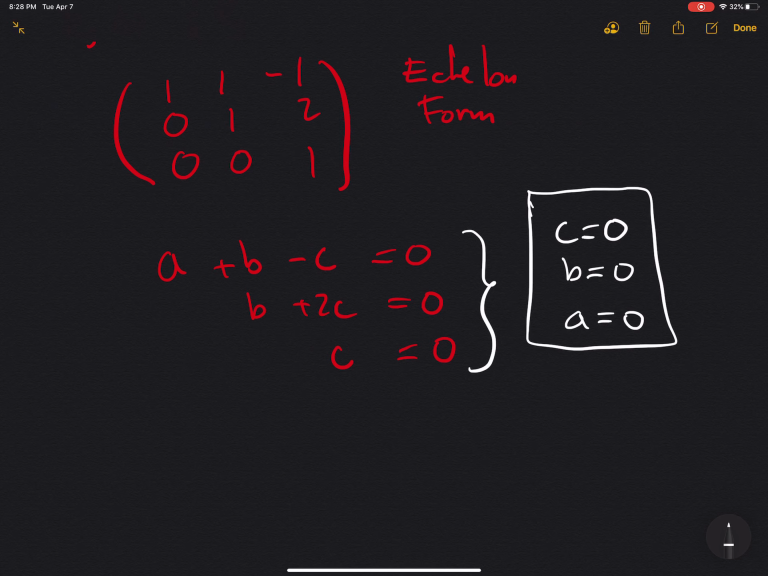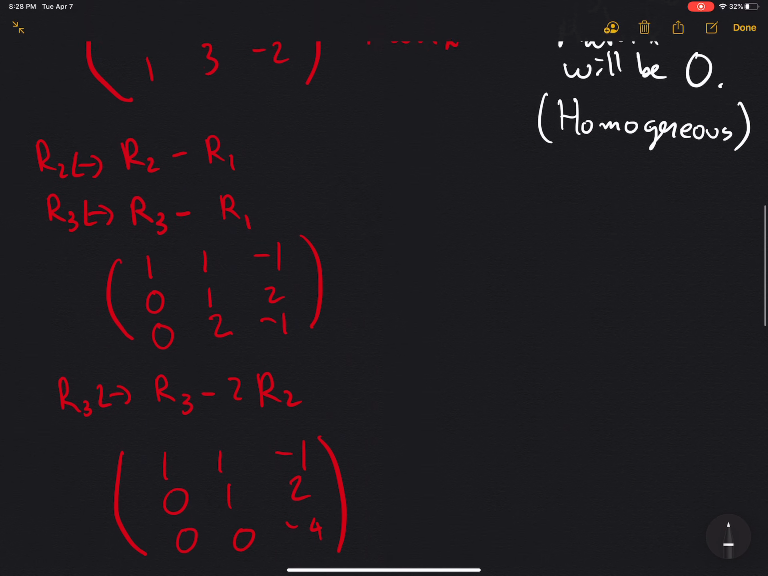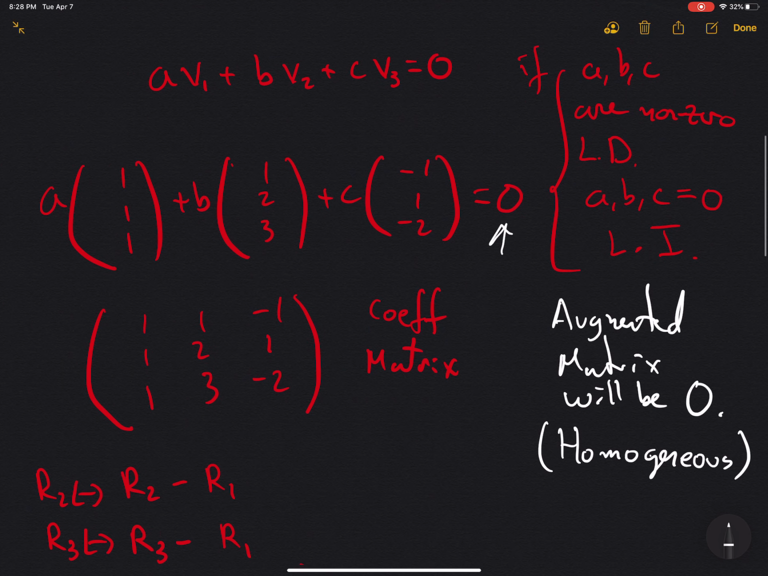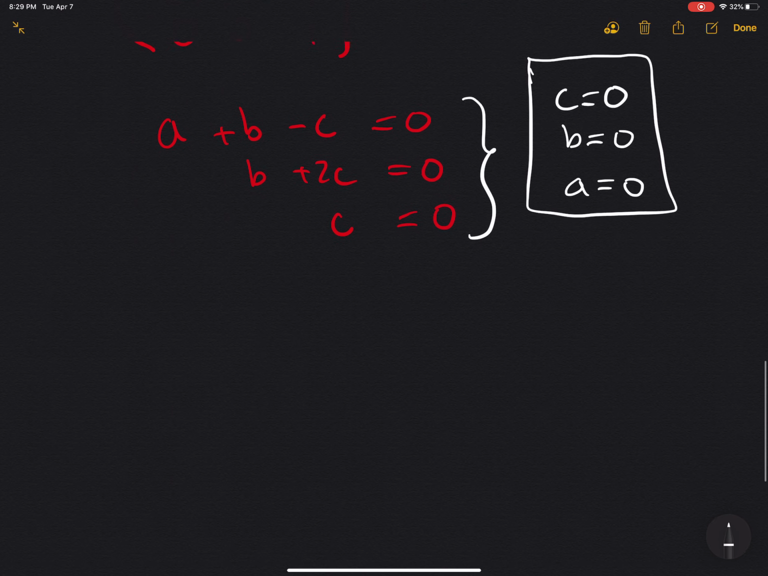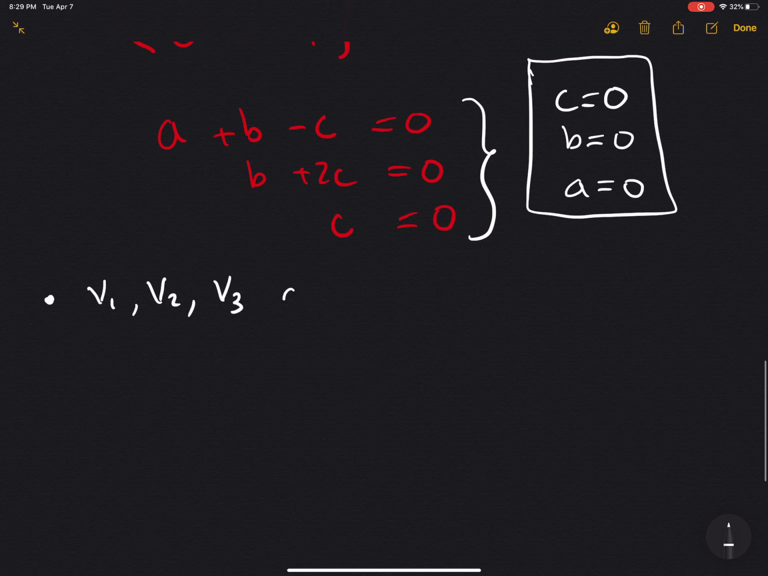In other words, if I look at my original vector equation up here, the only solution that I have for this vector equation is for all three scalars to be equal to 0. If all three scalars are equal to 0, if that is the only solution, that means that the three vectors are linearly independent. In other words, I can phrase this in a couple different ways. I can say that V1, V2, and V3 are linearly independent.